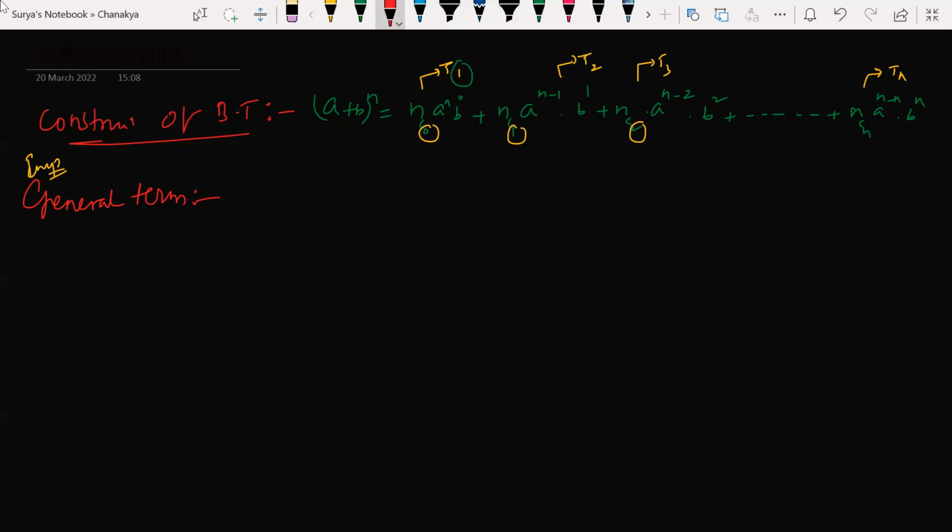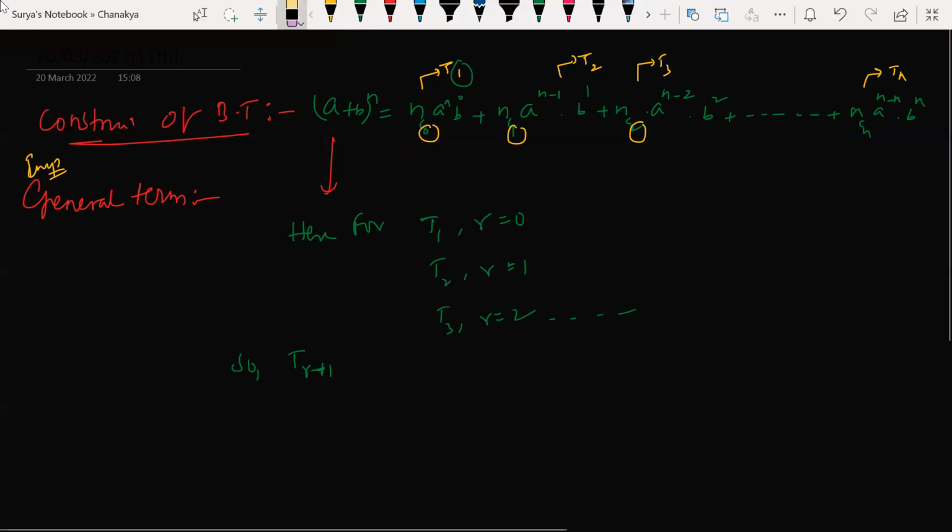Look at this here. For term 1, what is the r value? 0. What is it for term 2? For term 2, r value is 1. For term 3, r value is 2, and so on. Now look at this here. So for the (r plus 1)th term, what is the r value?